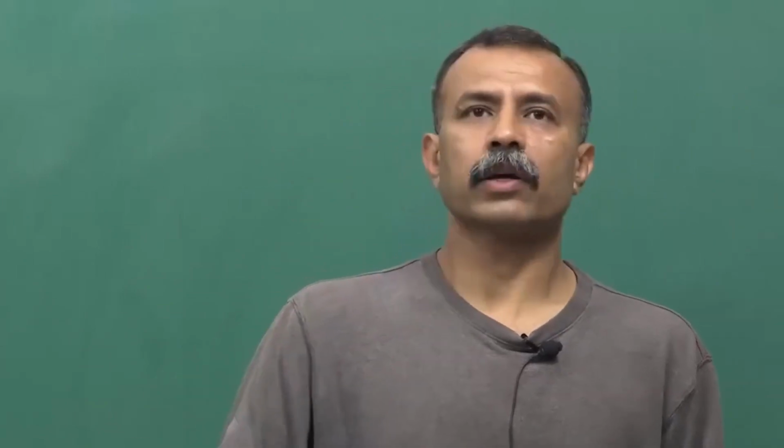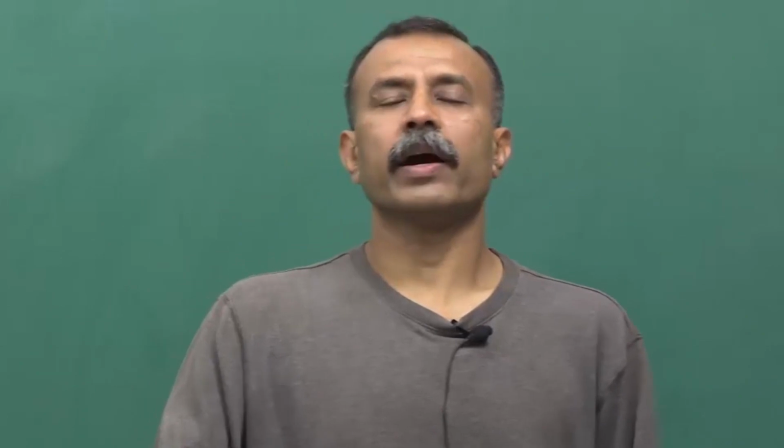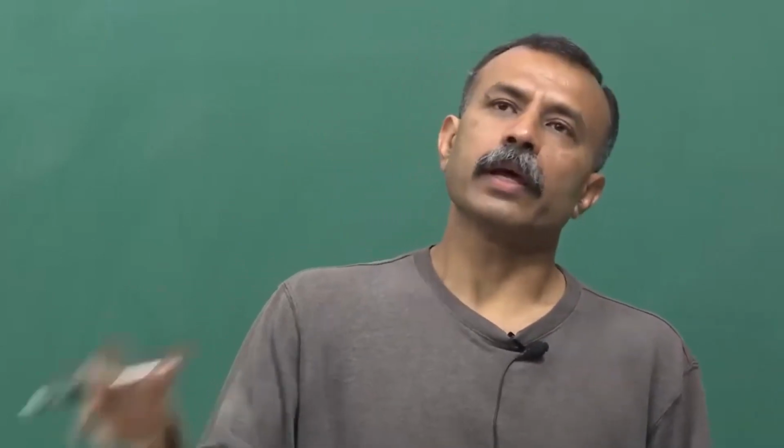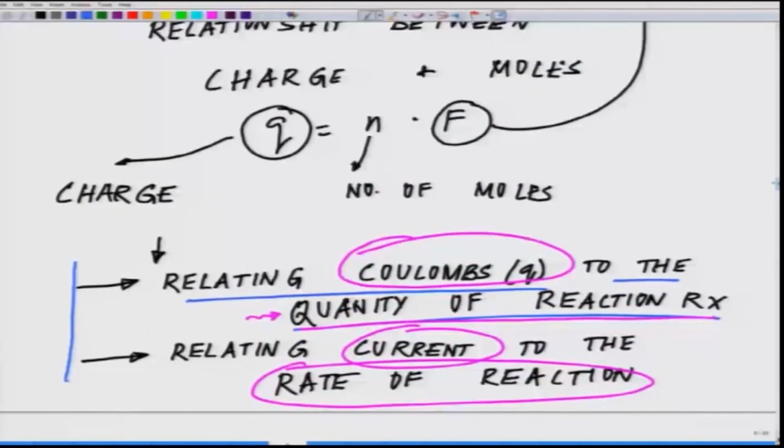single electron. That gives you the Faraday's constant, and if you multiply Faraday's constant with the number of moles, then you know the quantity of charge. If you recollect, this is where we ended the last class: this is the amount of charge, this is the number of moles n, and this is the Faraday's constant.